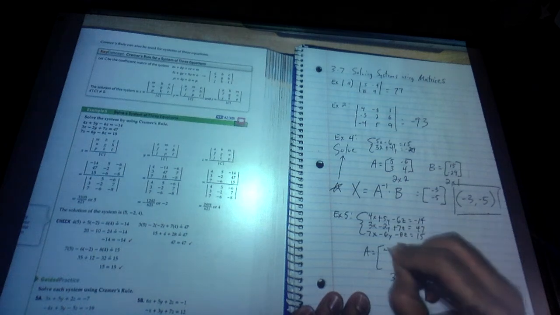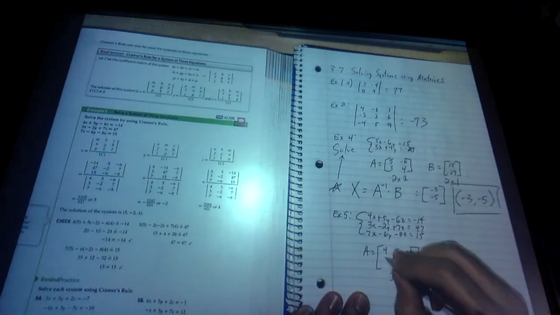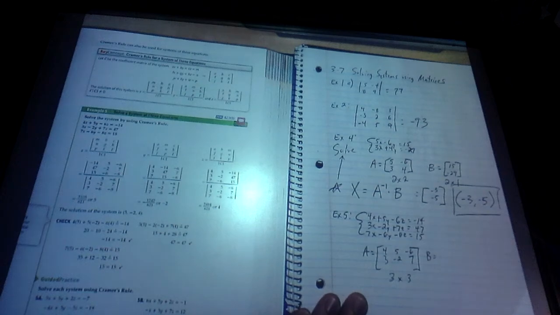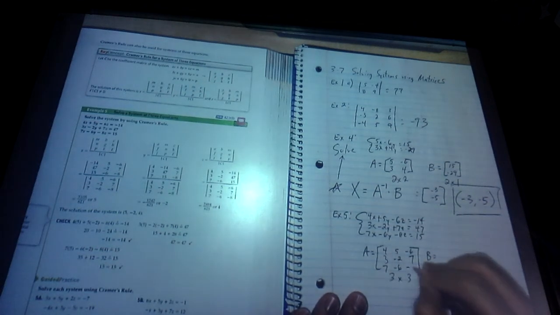The top row is 4, 5, negative 6. I just followed my coefficients. The second row is 3, negative 2, 7. Again, I just followed my coefficients. The bottom row is 7, negative 6, negative 8. My bottom row of coefficients. Don't put the constants in there. Just put the coefficients, the numbers in front of the variables.